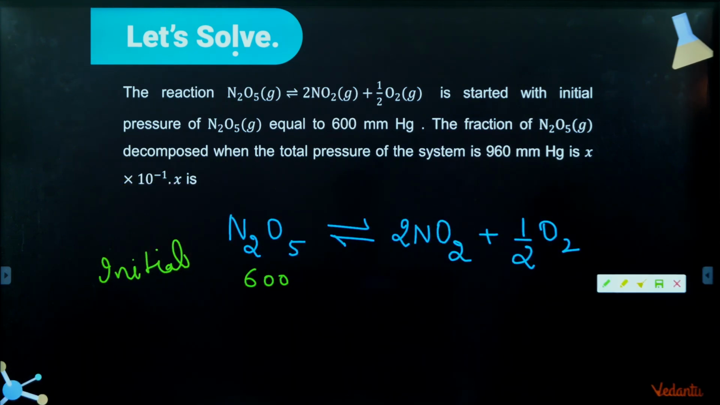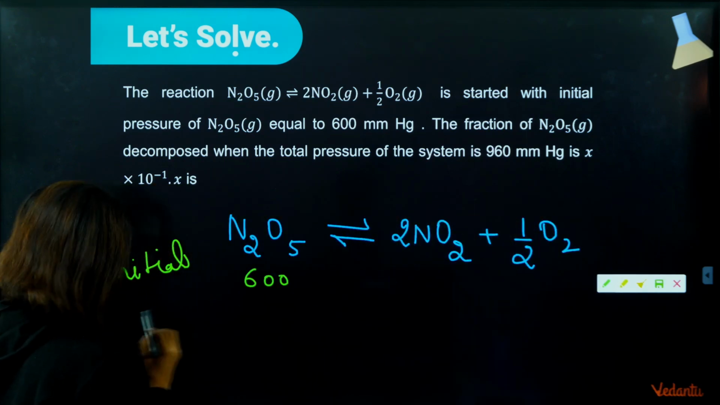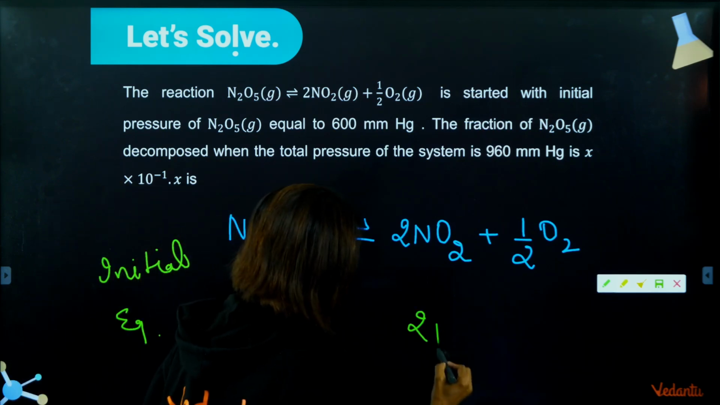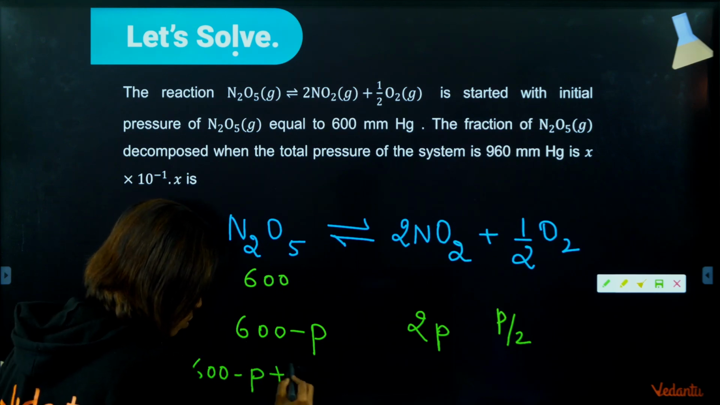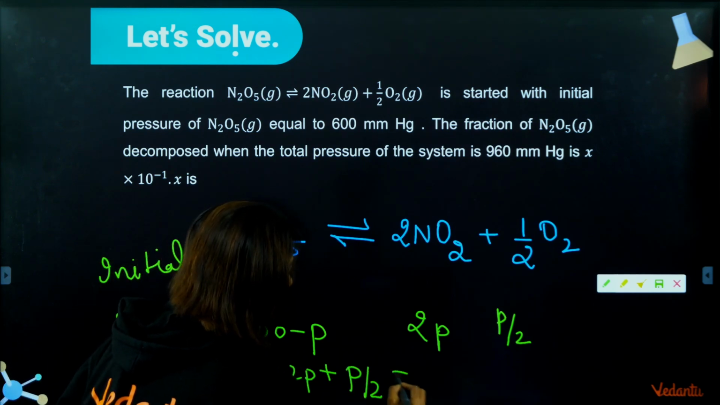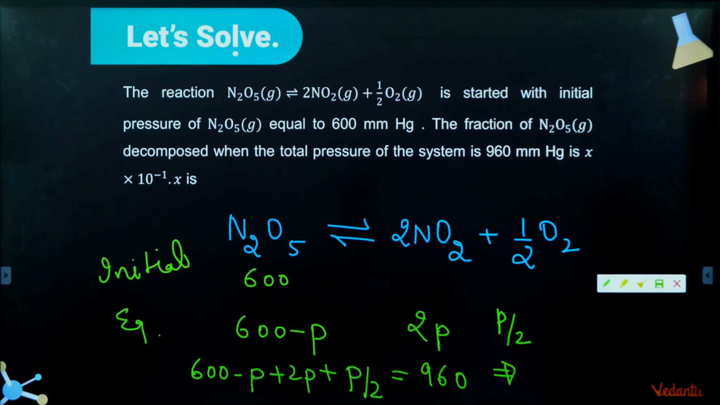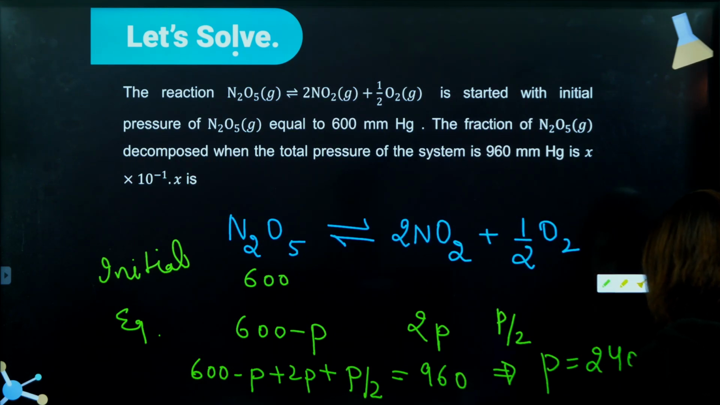So as per the reaction stoichiometry, 1 mole of N2O5 dissociates to give 2 moles of NO2 and half mole of O2. So to reach the equilibrium, इसका pressure कम हुआ P, इसका बन गया 2P, and this is P by 2. Now the total pressure at equilibrium, that is 600 minus P plus 2P plus P by 2, comes out to be 960. From here you can calculate P, guys. Please check. I just added the total pressure at the equilibrium, right? So P will come out to be 240 mm of Hg, right?